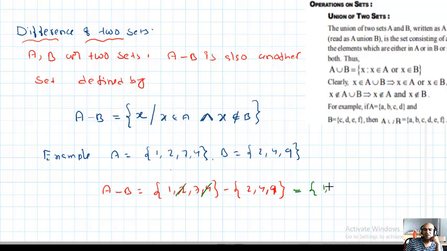That is 1, 7. B has 9, but don't bother about that. A minus B means from A you want to remove the elements which are in B. The rest of the elements in A is called A minus B. That A minus B is {1, 7}.